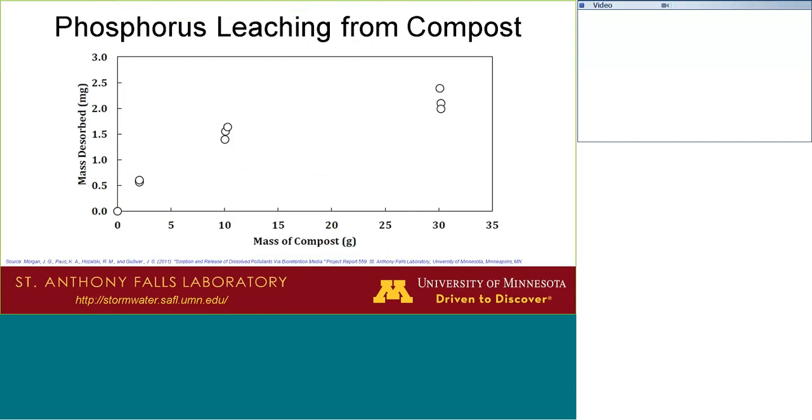But one of the downsides, which has kind of been alluded to, and as I'm sure you saw in the abstracts, is that we have leaching of phosphorus from these organic materials. And we've measured that here at the laboratory. We've also seen that in a number of other studies from many, many research institutions, both in the lab and in the field. And there is a relationship where if you have more compost or more organic material, you have more potential release of phosphorus.